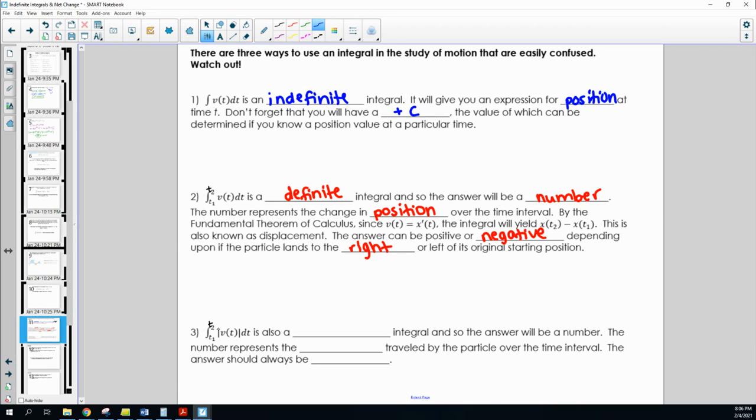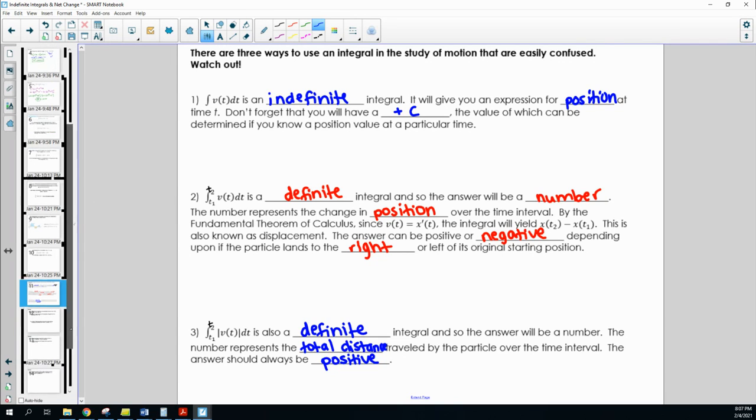And then number 3, we have the integral from t1 to t2 of the absolute value of v of t dt, and that is also a definite integral. And we could see that because we have values for our limits of integration. So the answer will be a number. The number represents the total distance traveled by the particle over the time interval. The answer should always be positive. Okay, so these are 3 things that we should already know, but just kind of refreshing it because with net change, this comes into play again.